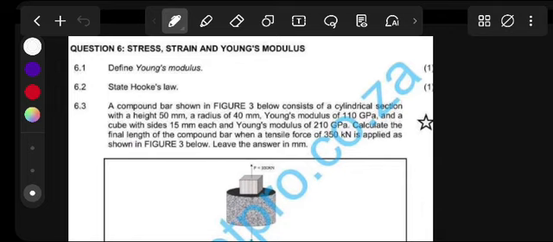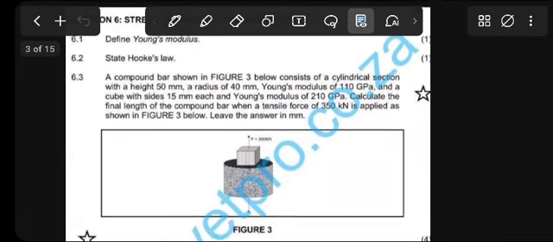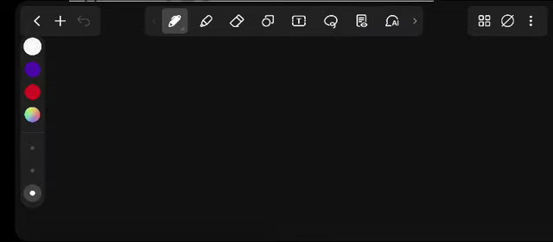We're still under engineering science N4, still under stress and strain and Young's modulus. So I've given this typical question. Question 6. 6.1 says define Young's modulus, and 6.2 says state Hooke's law. Okay, first one says define the Young's modulus.